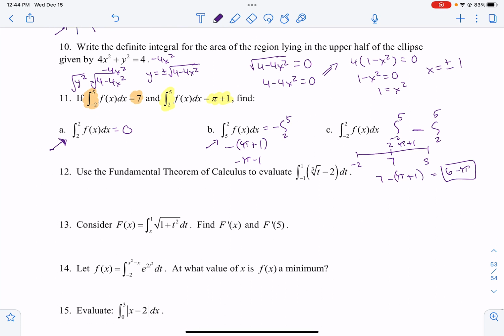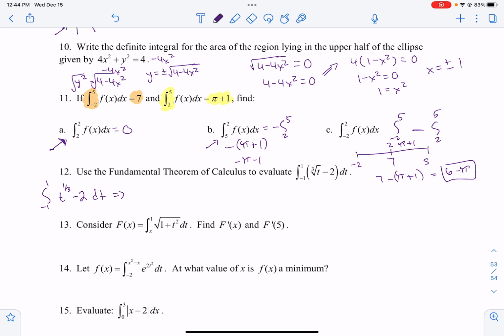Okay, number 12. Use the fundamental theorem of calculus to evaluate the integral from negative 1 to 1 of the cube root of t minus 2 dt. So I'm going to rewrite this: negative 1 to 1 of t raised to the 1/3 minus 2 dt. The fundamental theorem of calculus tells me to take the integral.